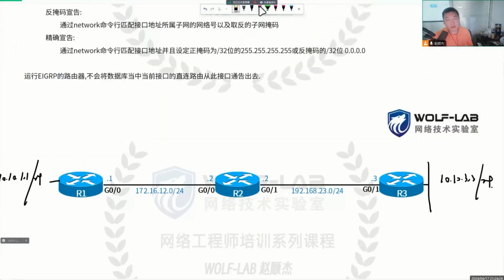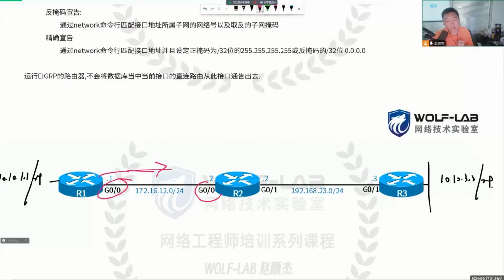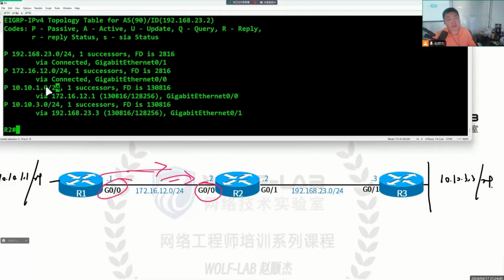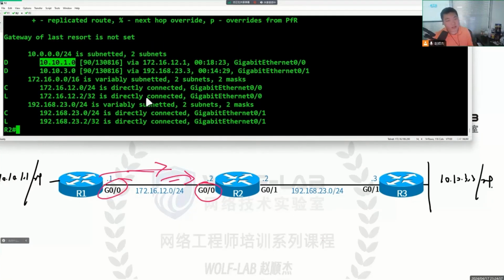172.16.12.1. He told me he has a 10.10.1.0/24 route entry. So where did I learn it from? I received it from my 0 interface. 172.16.12.1 told me he has a 10.10.1.0/24 route. Then what to do? Calculate it into a route entry and submit it to our routing table.